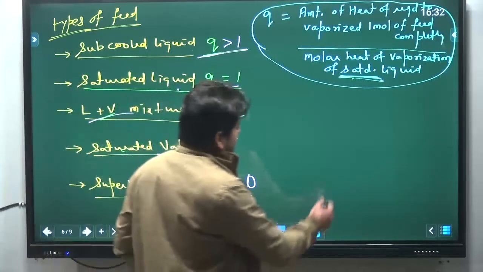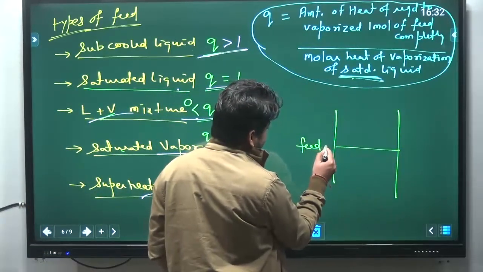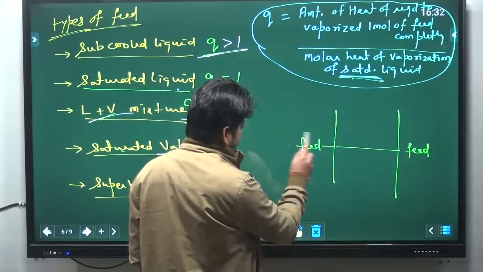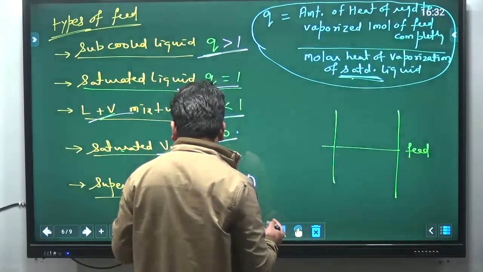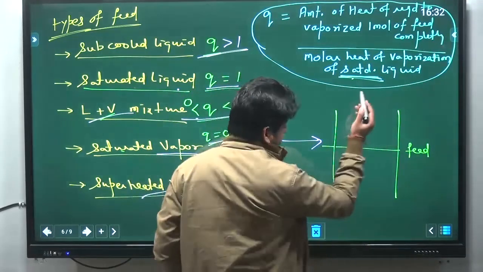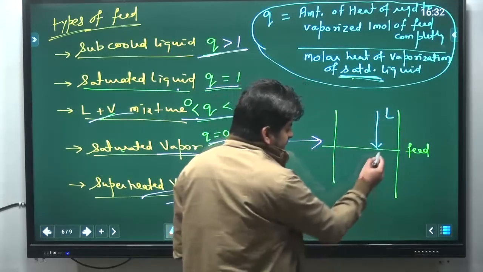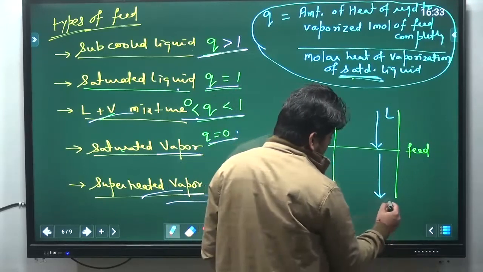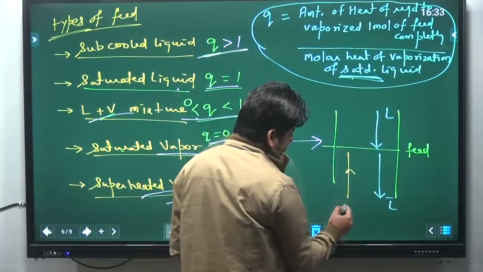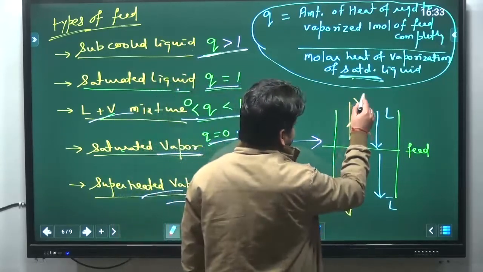Why so? Just try to understand, this is the feed plate where we are introducing the feed. Some liquid is coming from the rectifying section due to reflux, flow rate is L. Liquid will go into the stripping section, L bar. Some vapors will come in from the stripping section thanks to the reboiler, and some vapors will go into the rectifying section, V.